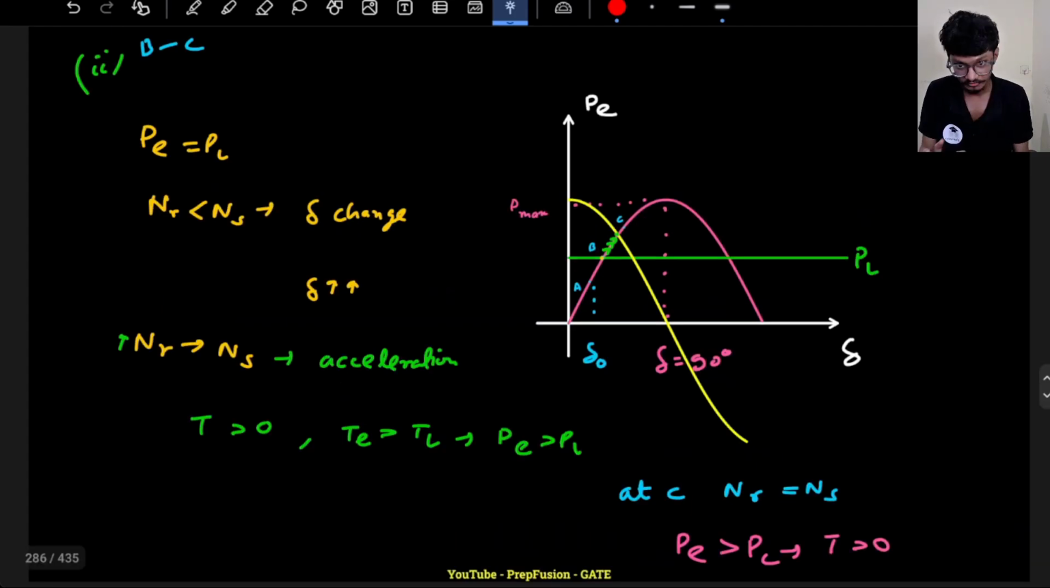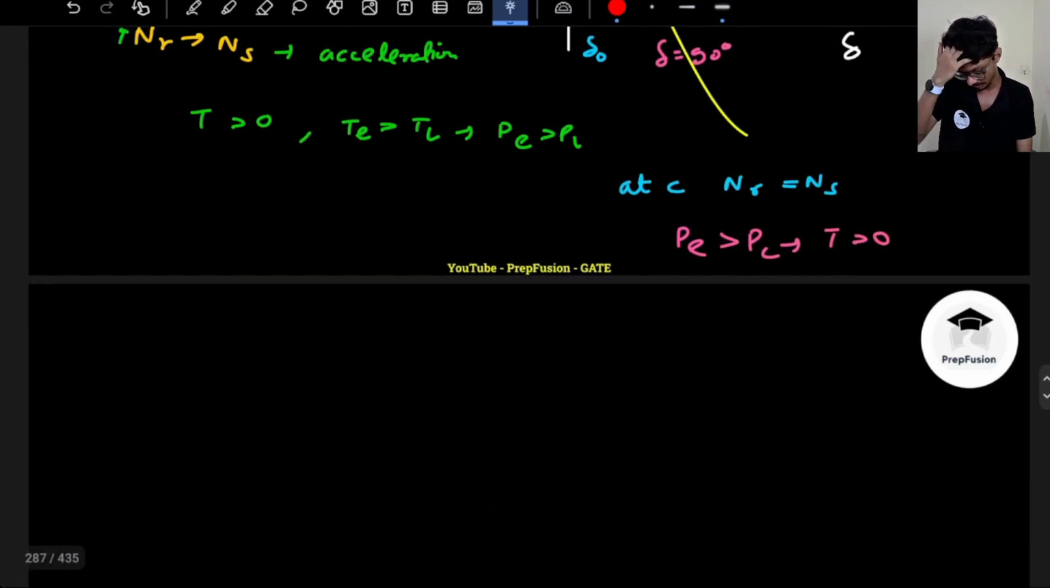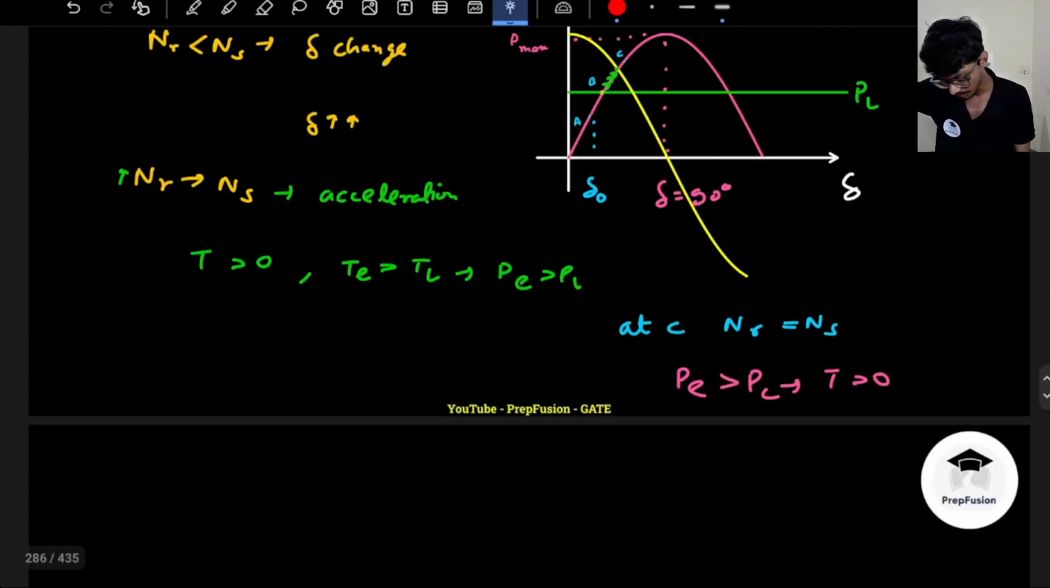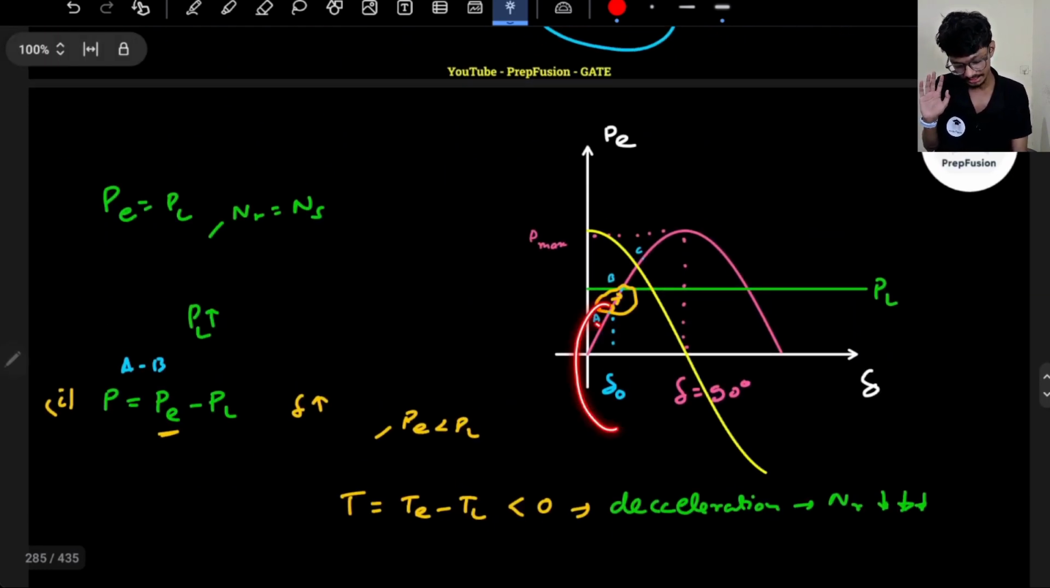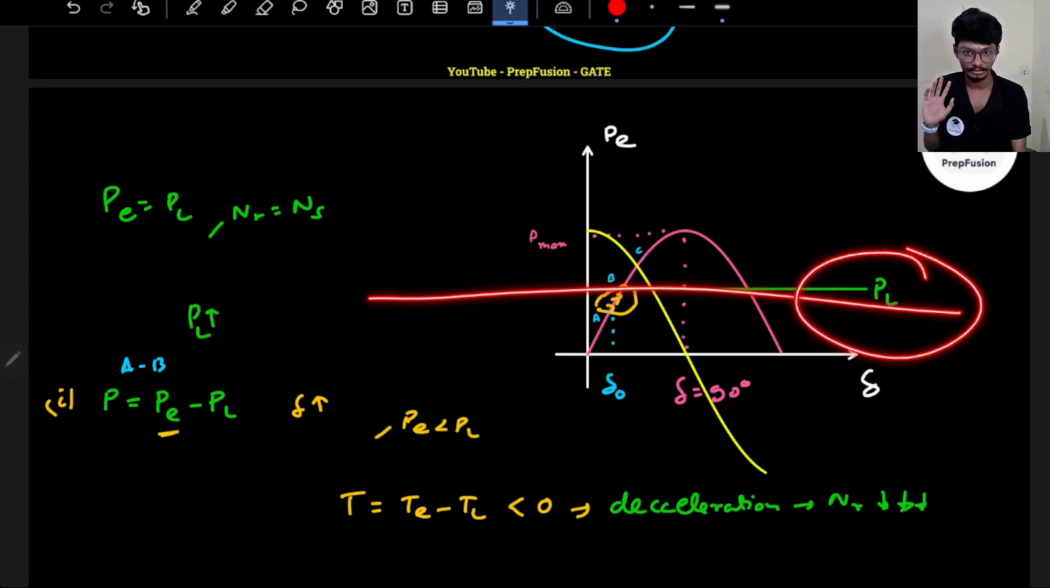Okay, yeah, sorry for the interruption. Let me explain you again, because some connection got cut. So I will try to explain the scenario again. So I am at point A initially, delta naught. Okay, and initially what happened is I increase the load to PL.